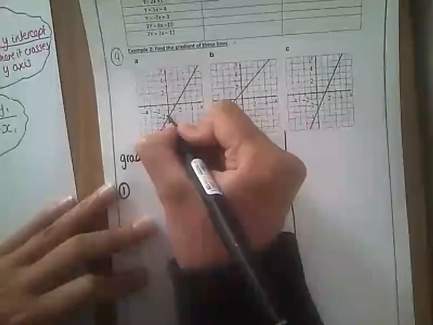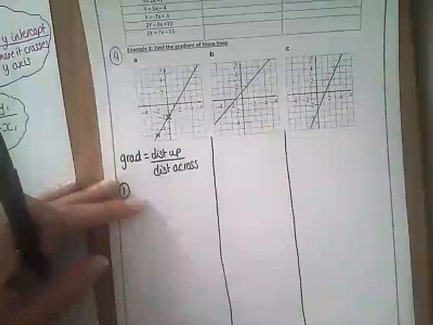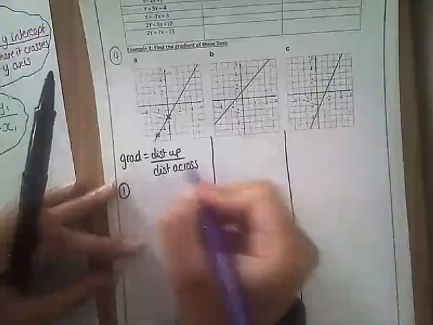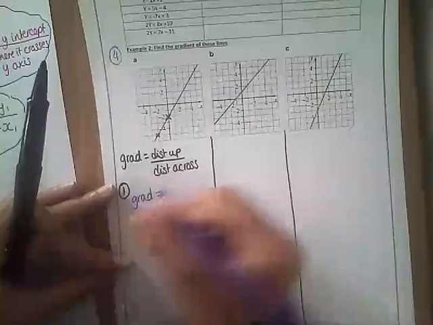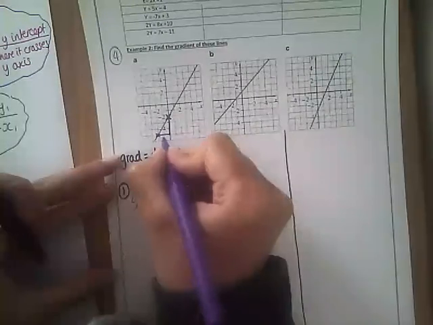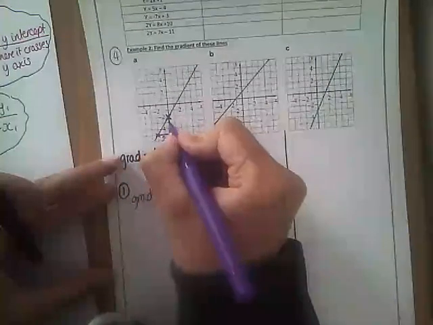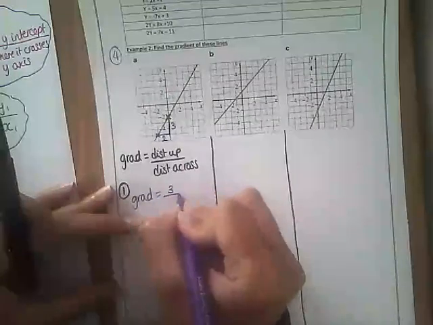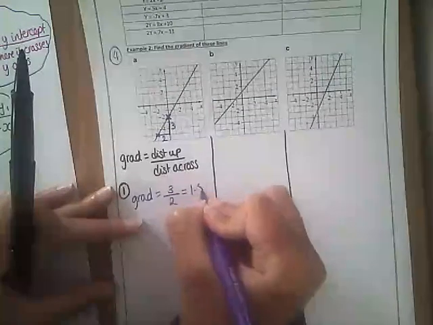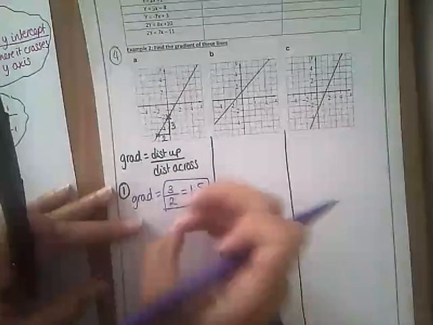So let's say we can pick, let's do it in purple so we can see. Let's pick this one here and this one here, because they're both on the actual coordinates, okay? All we're going to do is do the distance up, which is that distance there, divided by the distance across. So quite visually, it's easier to see. So distance across obviously is 2. Distance up is 1, 2, 3. So our gradient is 3 over 2, which you can leave as 3 over 2, or you can write as 1.5. Okay. Now visually, that obviously seems quite easy.